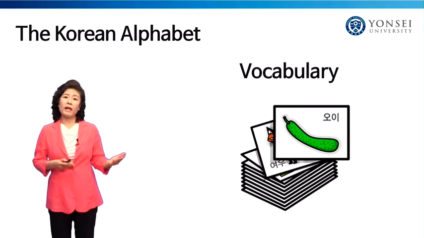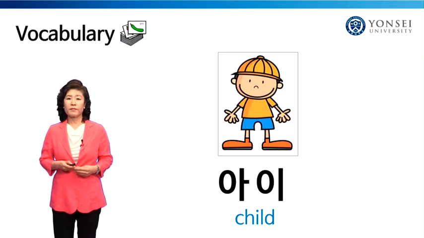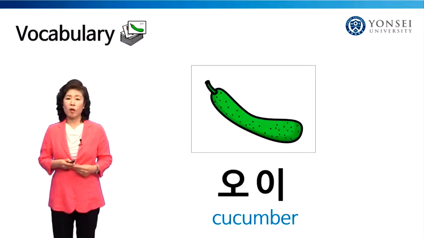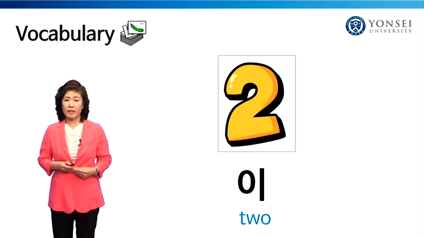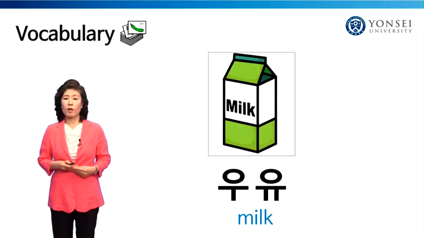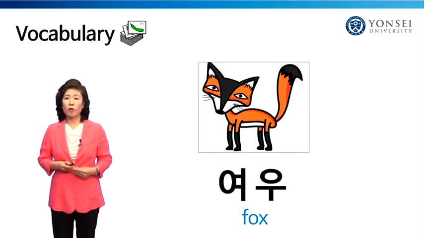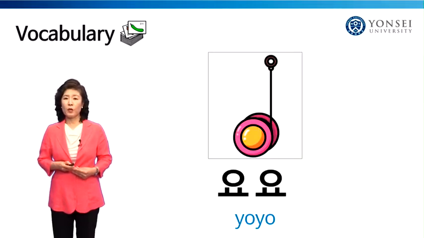Okay, let's read out loud the following words. Repeat after me. I, oi, e, o, uyu, yau, aya, yo-yo.